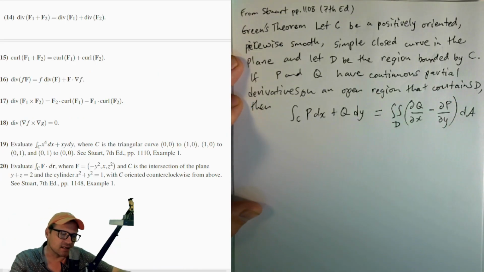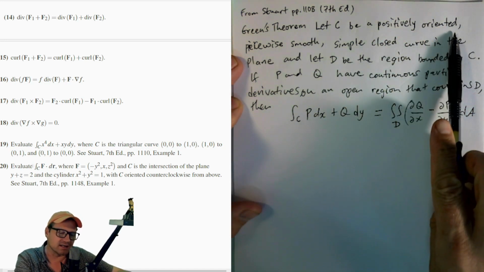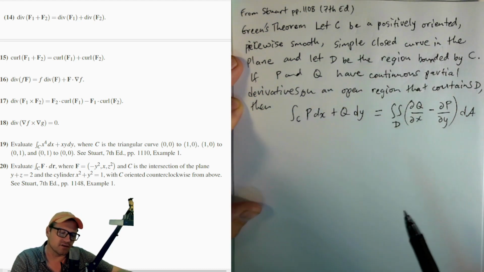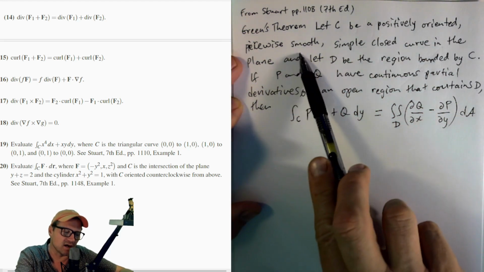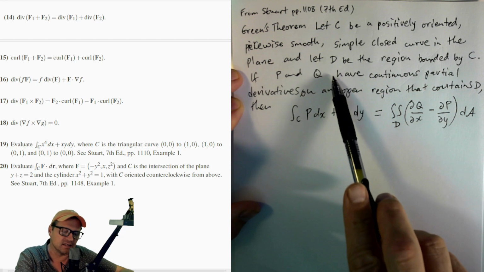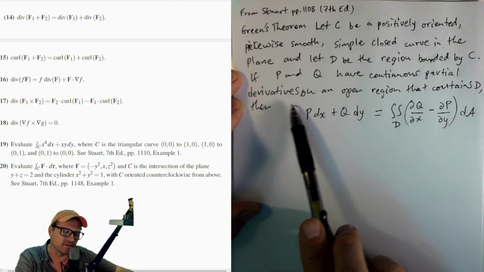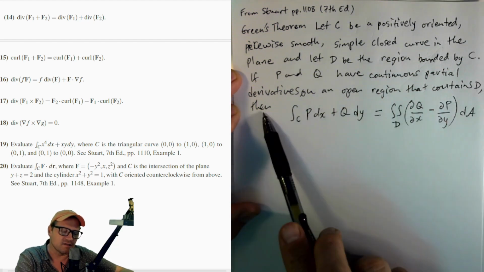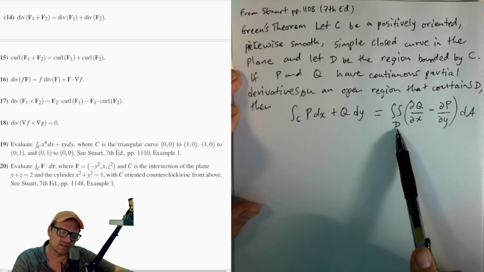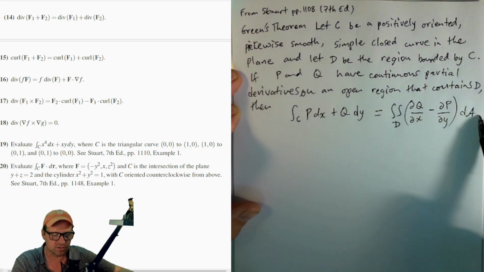Okay, question 19. So this is an application of Green's theorem, which says, let C be a positively oriented, this is a curve or a path that goes counterclockwise. We're talking about a closed curve here. So let C be a positively oriented, piecewise smooth, so no sharp points, simple closed curve in the plane, and let D be a region bounded by C. If P and Q have continuous partial derivatives on an open region that contains D, then this closed integral can be expressed as a double integral over the region D, where inside we're integrating the two partial derivatives subtracted with respect to A.